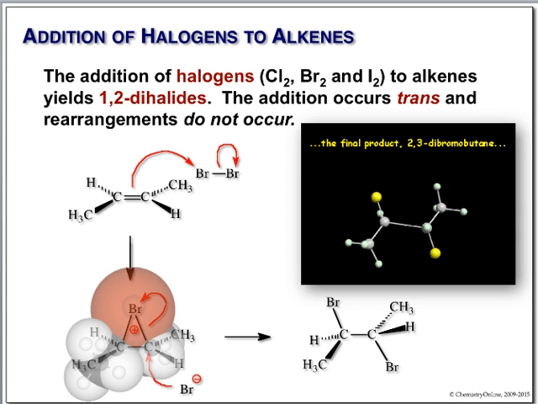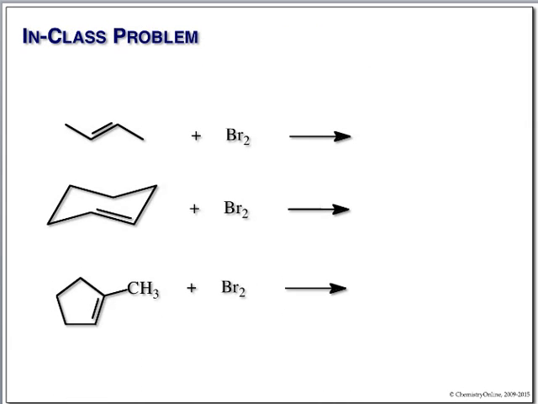Yeah? Why do you say 1,2 dibromide? 1,2 simply refers to the alkene carbons. Oh, okay, not at all to the molecule and its numbering system. A 1,2 dihalide simply means they're next to each other. All right, take these alkenes, add bromine.